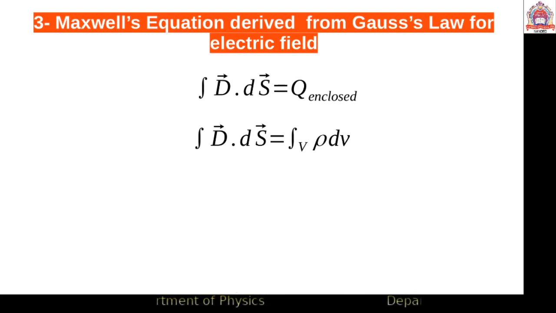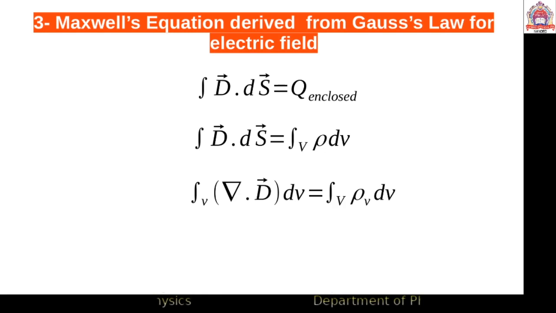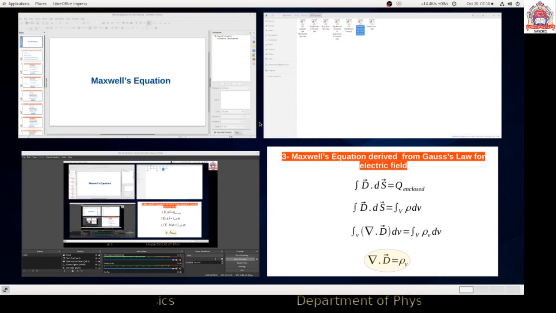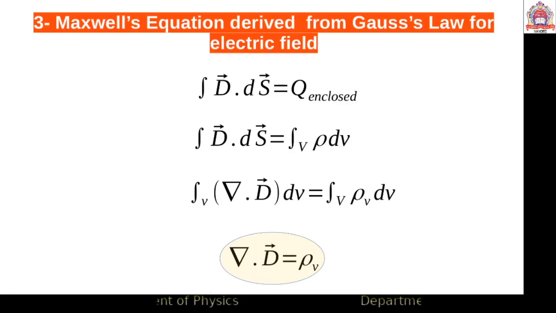The statement of this law: the total flux leaving out of a closed surface is equal to the total charge enclosed by a finite volume. So by using the divergence theorem, we can write the volume integral of del dot D into dv is equal to the volume integral of rho v dv. Assuming the same volume for integration on both sides, del dot D is equal to rho v. This is the Maxwell's equation for electric fields derived from Gauss law, which is expressed in point form or differential form.